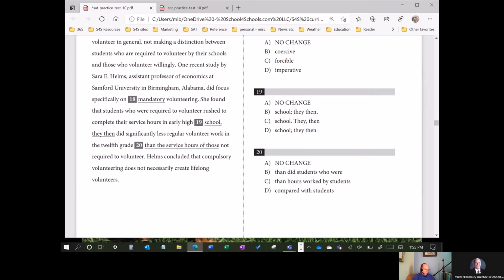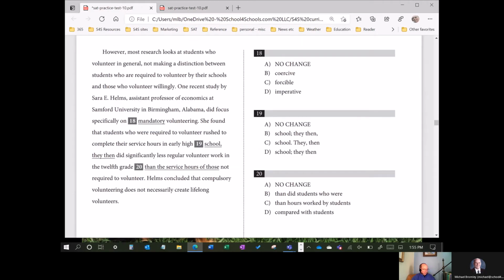We got one more on this passage. So this passage kind of threw the students. So I hope that doesn't happen again. Blackout S17. So number 20 here. Long sentence, of course. Let's see what's going on. Than the service hours of those. Than did students who were. Than hours worked by students compared with students.